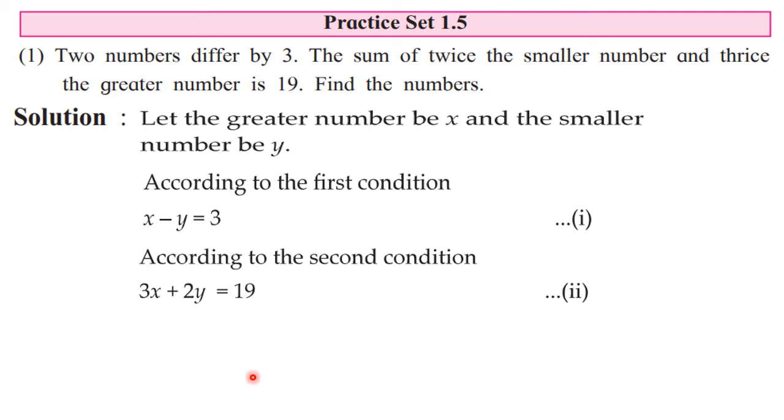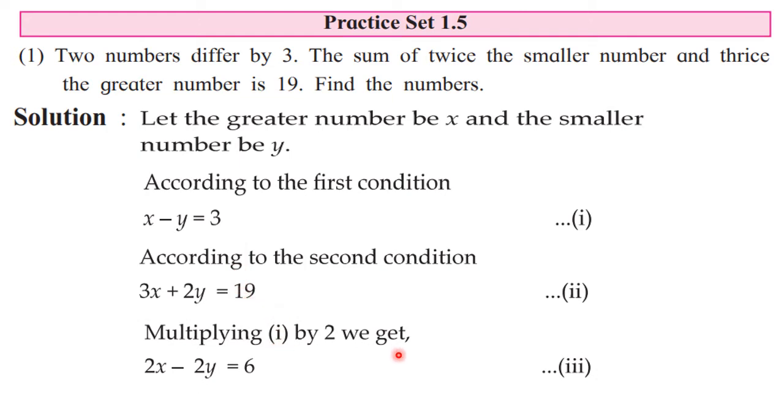Now, if we want to use the elimination method, that time we need any one coefficient equal. Either the coefficient of x should be equal or y should be equal. So let us make the coefficient of y equal. So here we can multiply by 2. So multiplying equation 1 by 2, we get 2x minus 2y is equal to 6. Number this as equation 3.